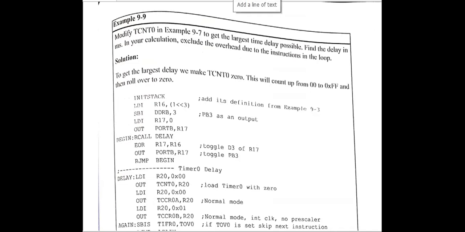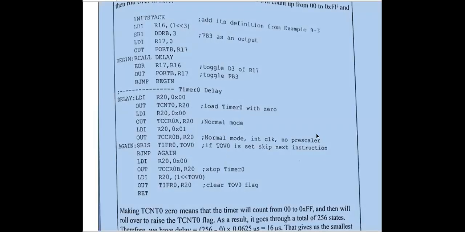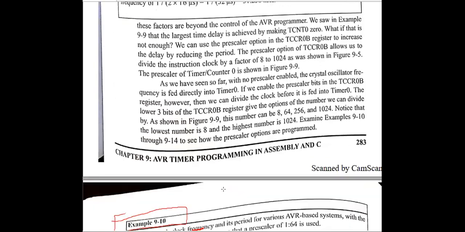So we are adding in a definition, that is adding an init stack, and PB3 as an output. We are choosing PB3 as an output, and we are calling toggle PD3, and that is toggle PB3. For the delay, we are using load timer 0. Then we use the check that if TV0 is set, skip the next instruction, and TCCR0B stops the timer and clears the TV0 flag.